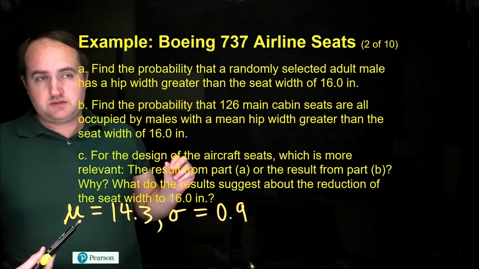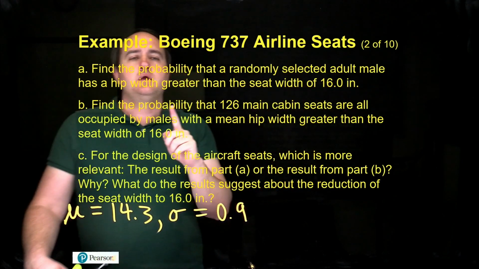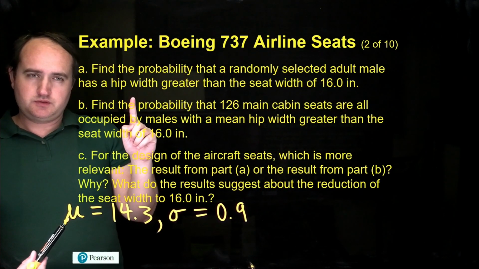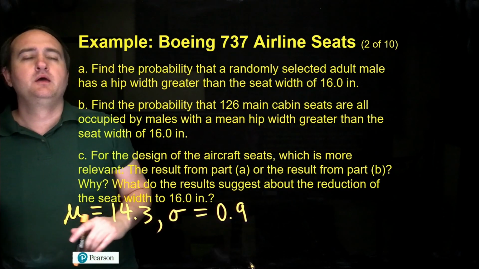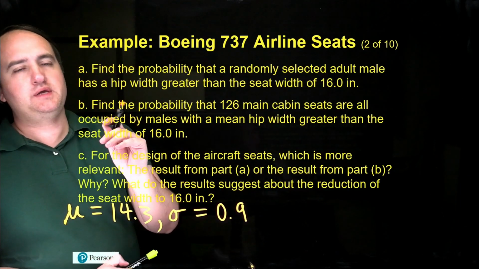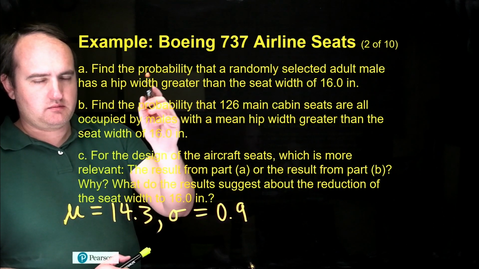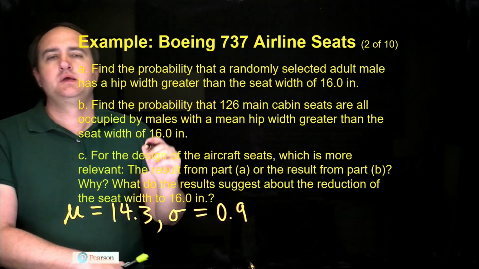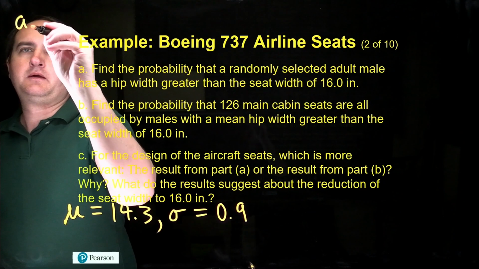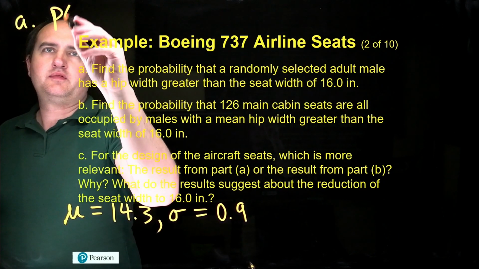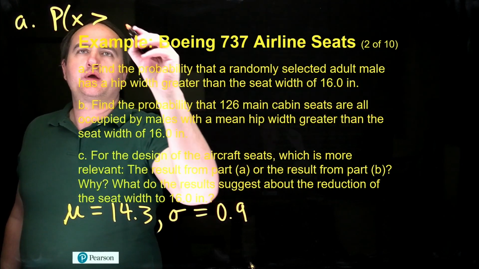And of course the answer is, because we're just talking about one randomly selected adult male, all we have to do is use the standard z-score formula, the one that we learned in 6.2. The only thing to be careful of is, remember, when it says greater than, it goes to the right. So for part A, what they really want us to do is find the probability that x is greater than 16.0.